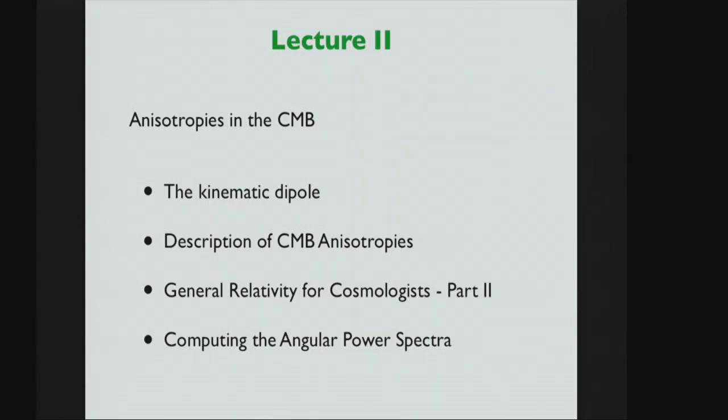So you can look for aberration from our motion and modulation in the microwave background. And so after the discussion of the kind of effects you see in the microwave background from our motion, I'll finally discuss the intrinsic anisotropies. And then I'll briefly introduce the notation I'm using, which you already saw in some of the other talks. Enrico yesterday also introduced it, and fortunately the notation is roughly the same as Enrico was using for the perturbations. And then I'll tell you a little bit about how to compute the angular power spectra.